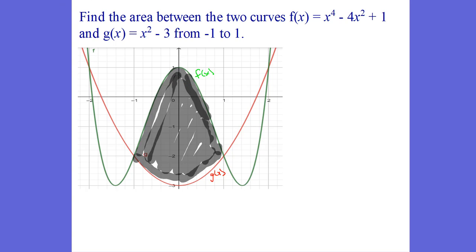So what are we doing to find this area? Well, we're going to take our integral, and our integral is going to go from -1 to +1. My upper function, my f of x, stays valid the entire time.